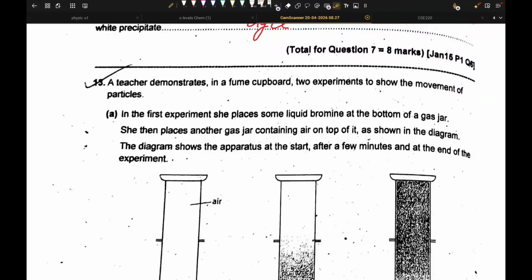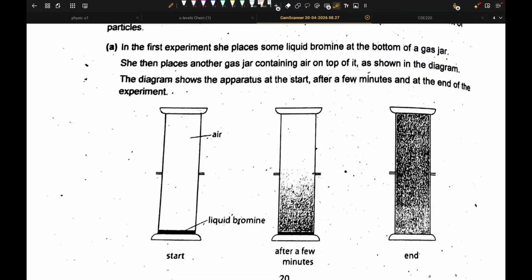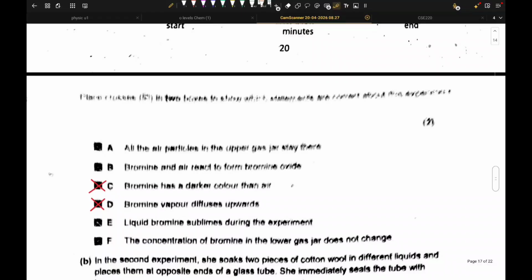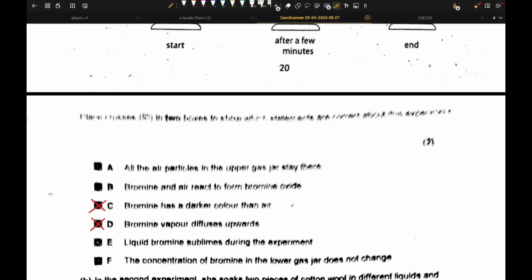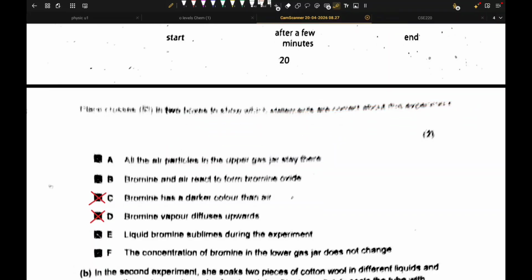Okay, a teacher demonstrated in a fume cupboard 2 experiments to show the movement of particles. Fine. Now here we first started with liquid bromine, and after a few minutes this whole thing spread out through the jar. So bromine has a darker color than air and bromine vapor diffuses upwards. These are the two explanations that are happening here. I understand the question is a bit blurry. Basically they want us to tick two boxes which show what is happening in the diagram. So I'm very sorry for this blurriness, but that's what the question says.